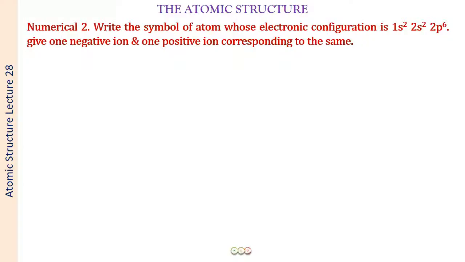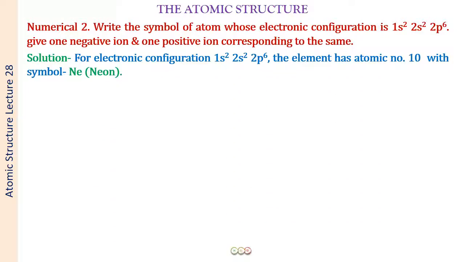So now the second question says write the symbol of the atom whose electronic configuration is 1s2, 2s2, 2p6 and give one negative ion and one positive ion corresponding to the same configuration. So first of all we have the electronic configuration as 1s2, 2s2, 2p6. So this means this has 10 electrons. So 10 electrons, the number of protons has to be 10. So the element which has atomic number 10 is going to have the symbol Ne.